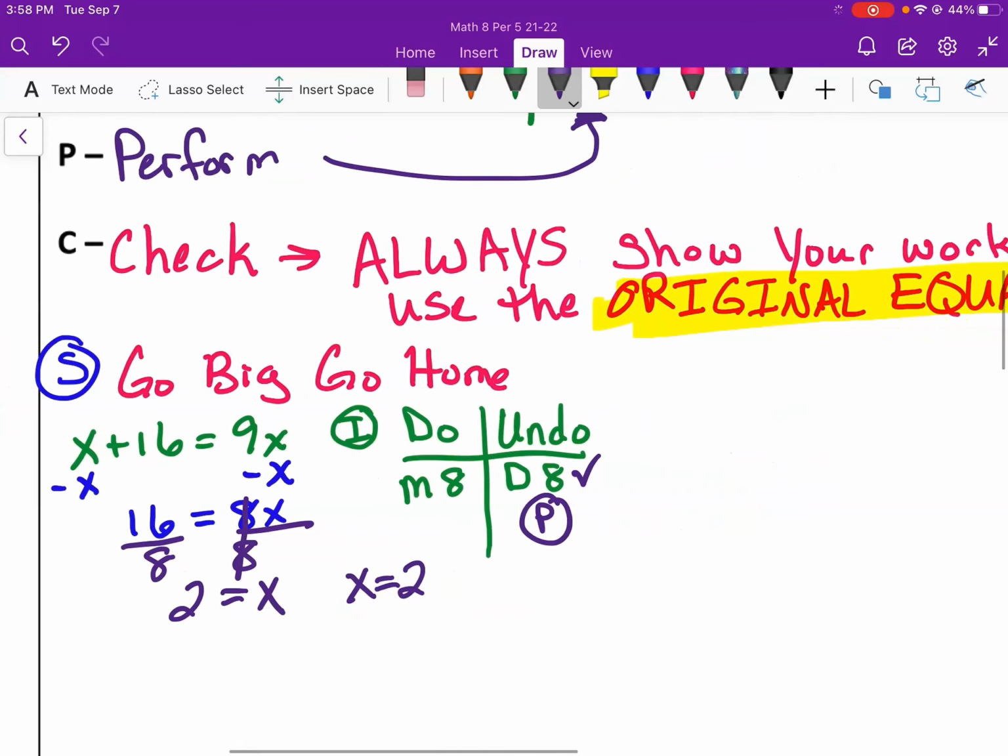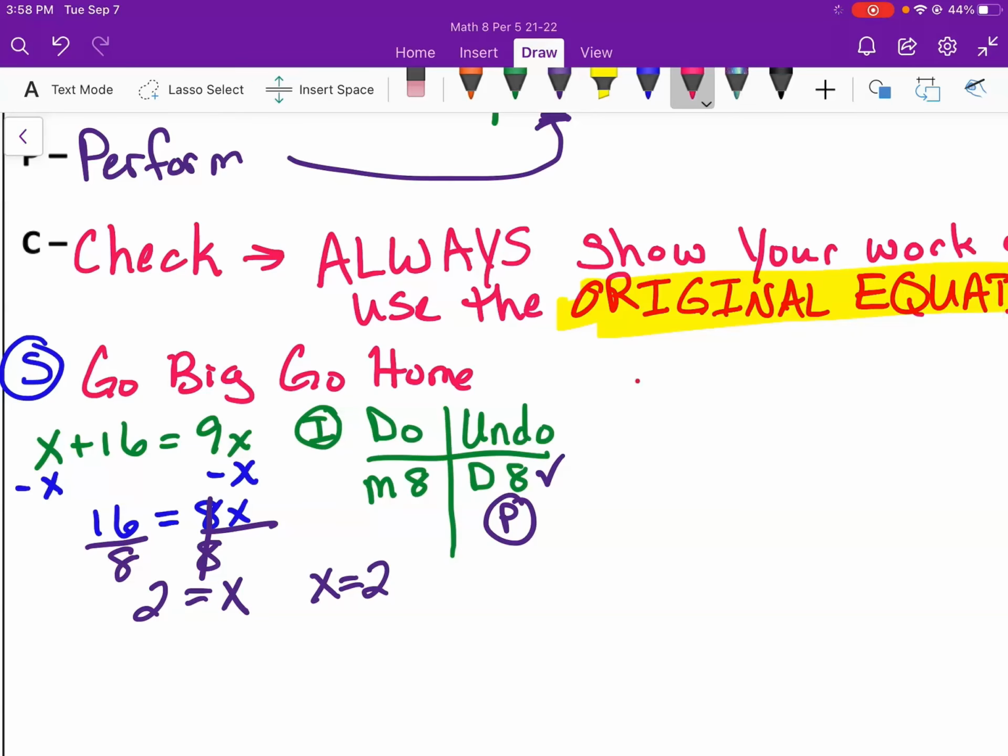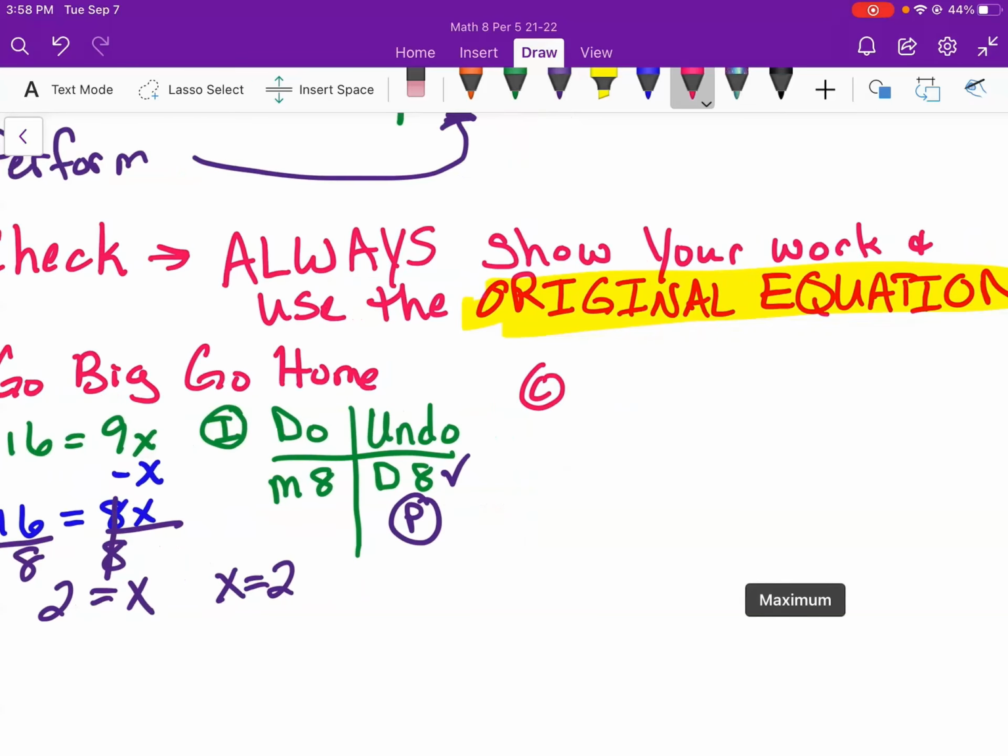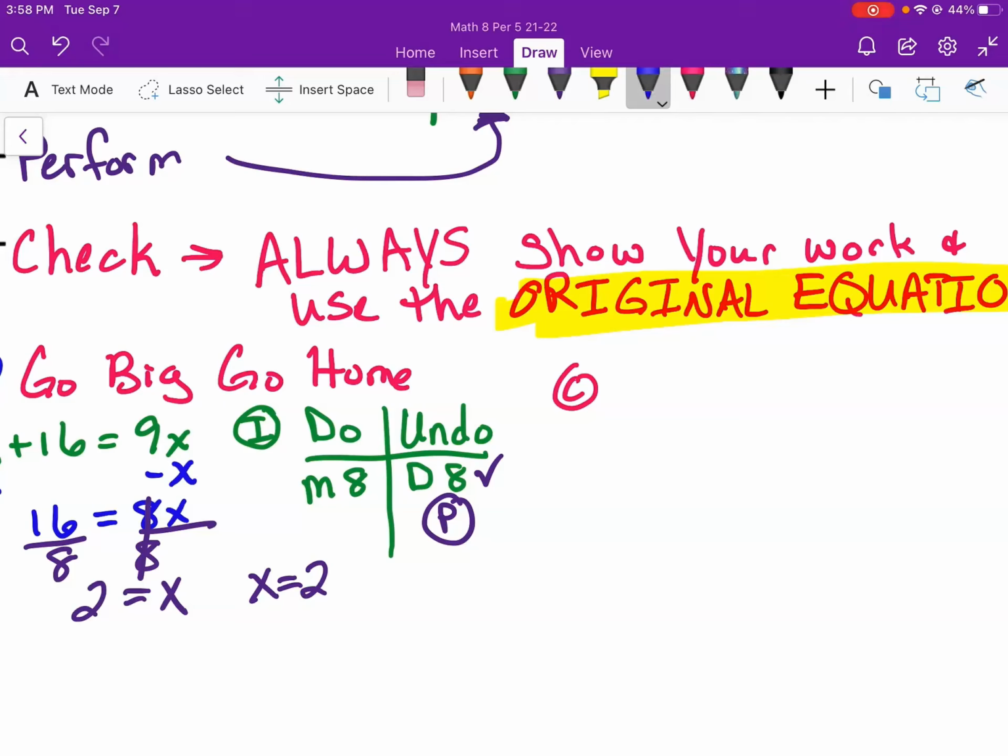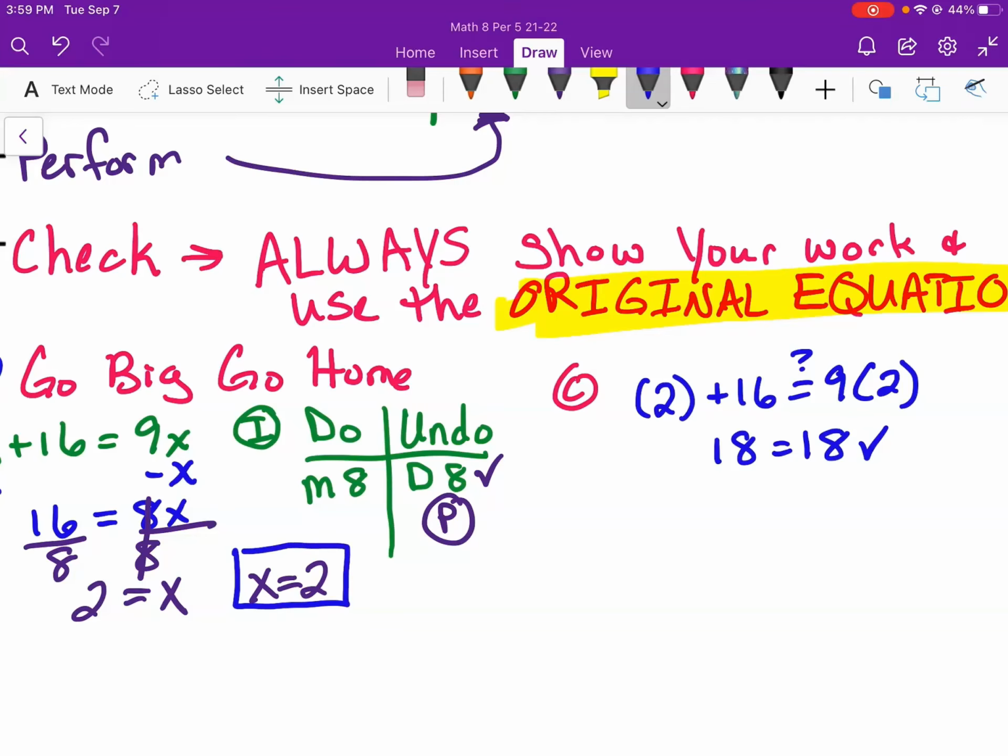And then the very last step is C, which is your check step. So you go back into the original equation, which was x plus 16 question mark equals 9 times x. So we put whatever we input in parentheses. So 2 plus 16 is 18, and 9 times 2 is 18. So check and box.